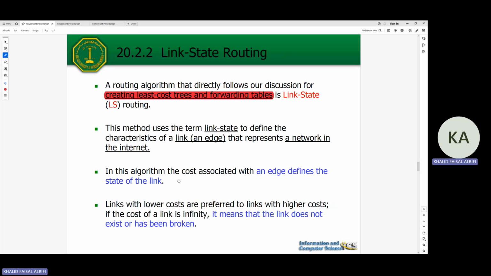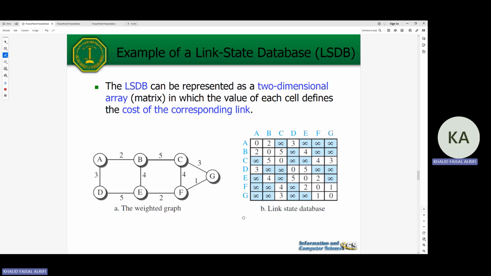So there's a cost. Links with the lower cost are always preferred to links with higher cost. If the cost of the link is infinity, it means that the link does not exist or has been broken. So he's explaining here the infinity case.